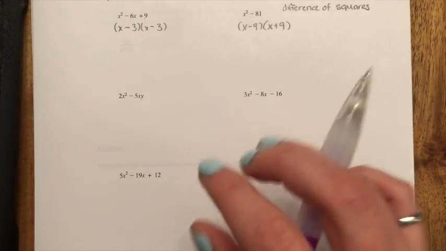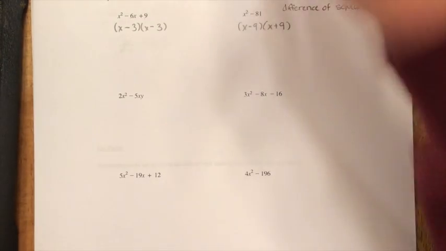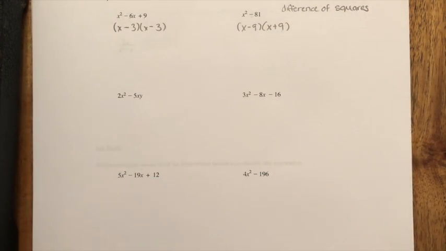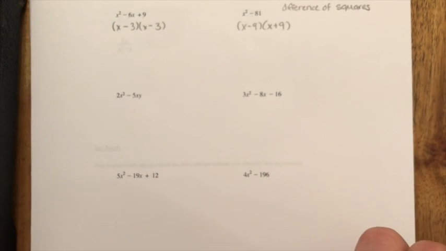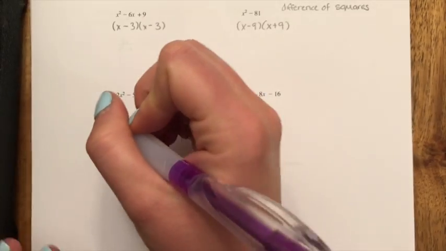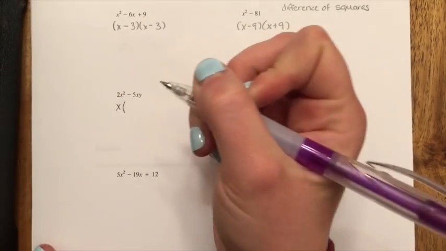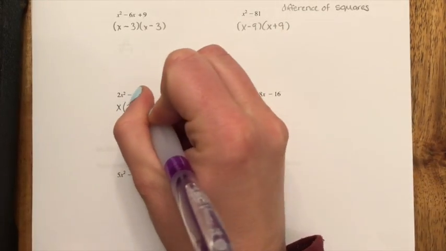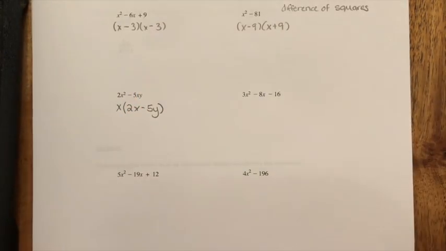This next one, we have 2x squared minus 5xy. So this one's not a quadratic. So we're just looking, can we get any common factors out of this? So we've got an x in both of these terms that we can pull out. So then we have a 2x left and a minus 5y left.